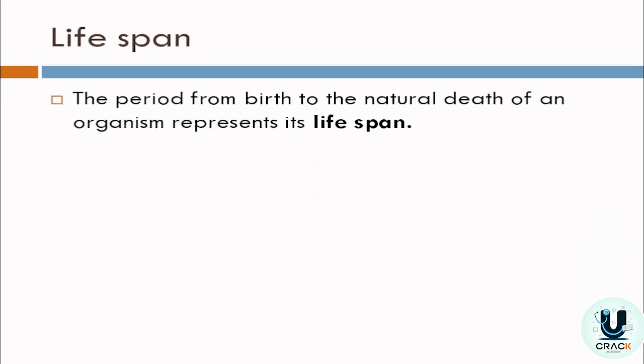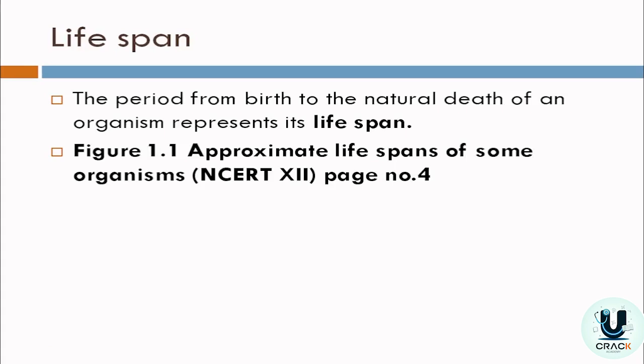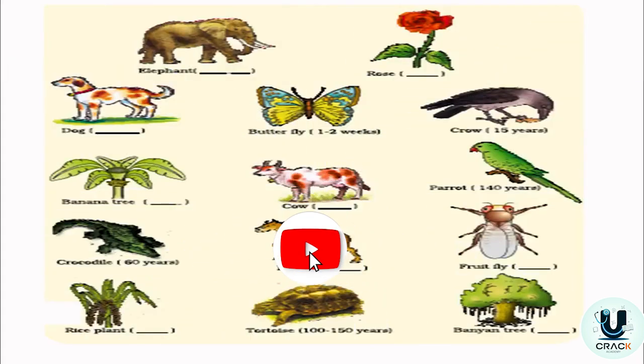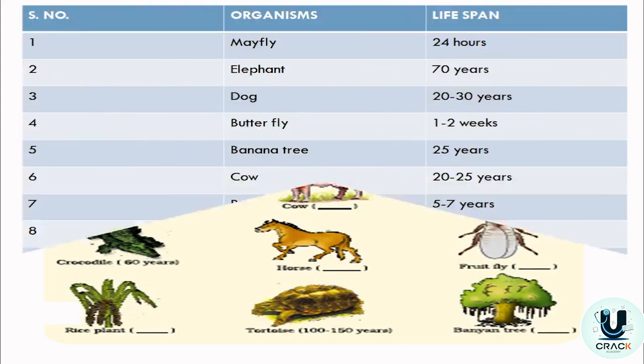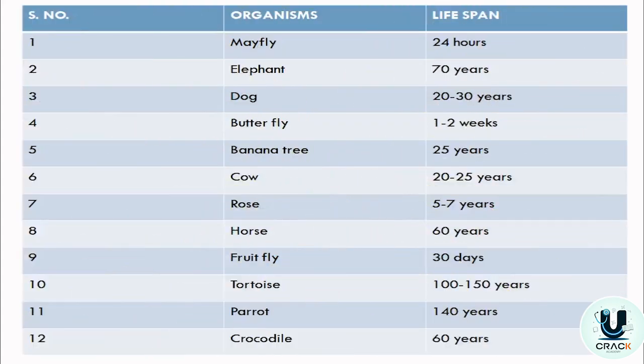Lifespan. The period from birth to the natural death of an organism represents its lifespan. Figure 1.1 shows the approximate lifespan of some organisms, given on page number 4 of your textbook. Here the pictures are elephant, rose, dog, butterfly, crow, banana tree, cow, parrot, crocodile, horse, fruit fly, rice plant, tortoise, banyan tree. Look at the answer here.